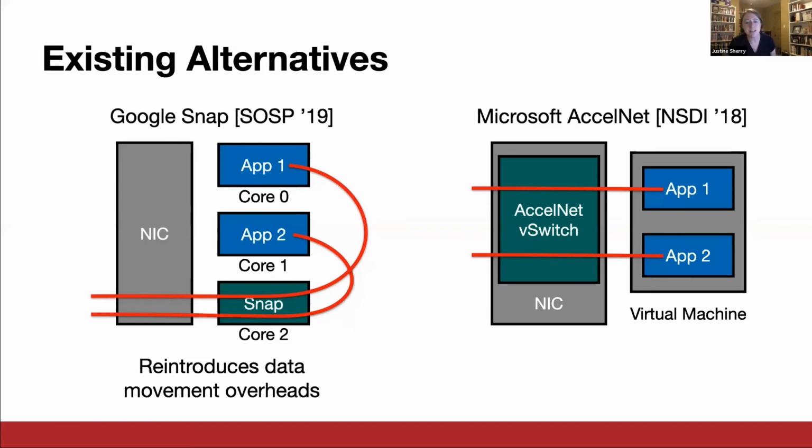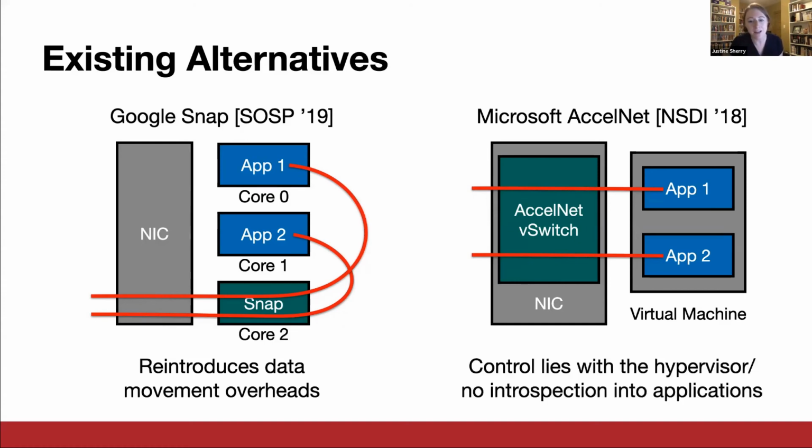Another solution that we see coming out of Microsoft is implementing a software switch on the network interface card. Now, this is pretty cool because there are no additional data movements, but the problem here is that the control lies with the hypervisor. And so I can't say things like which application is listening on port 80. I can only say which virtual machine is sending traffic out over port 80, which is not the same thing. I really want control at the OS level.